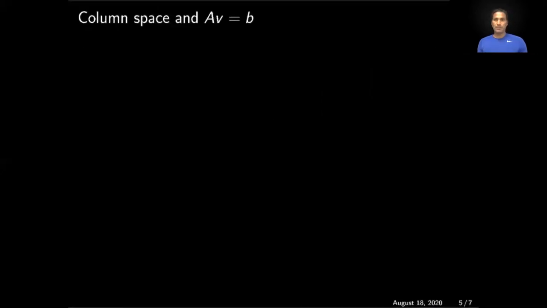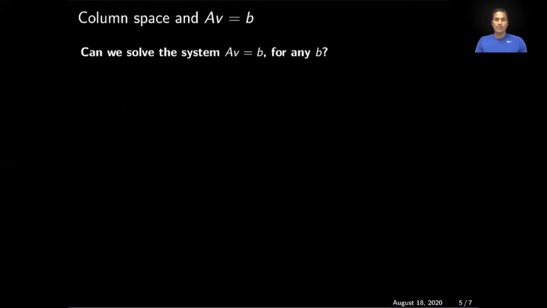Next, we will find the relation between the column space of a matrix A and the solution of the linear system Av equals b. One of the fundamental questions in linear algebra is: can we solve the linear system Av equals b for any b? Unfortunately, the answer to this question is no. We cannot solve the linear system Av equals b for any b.